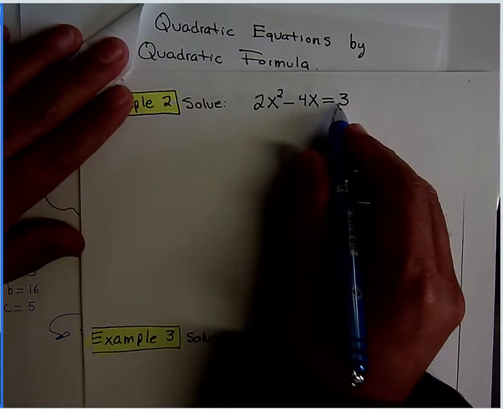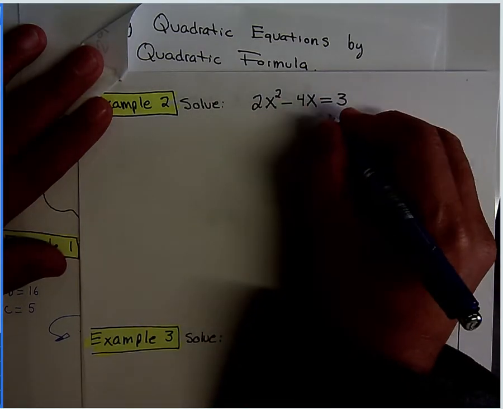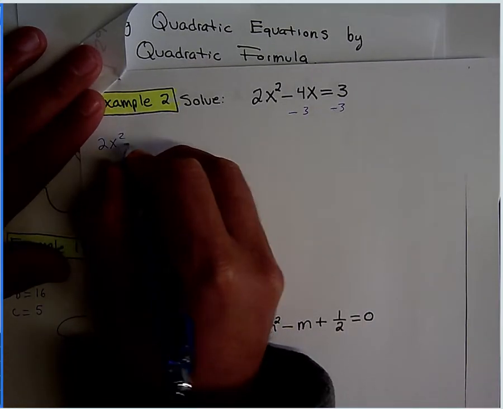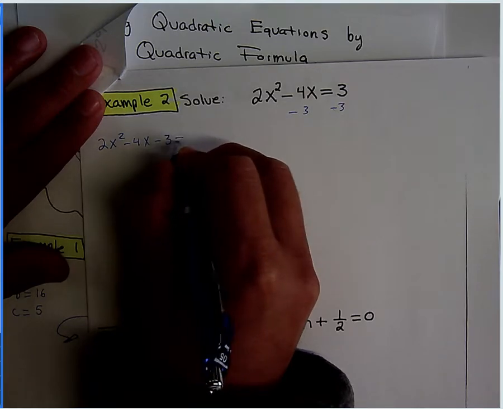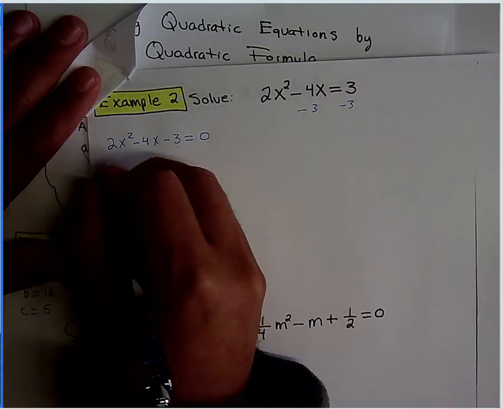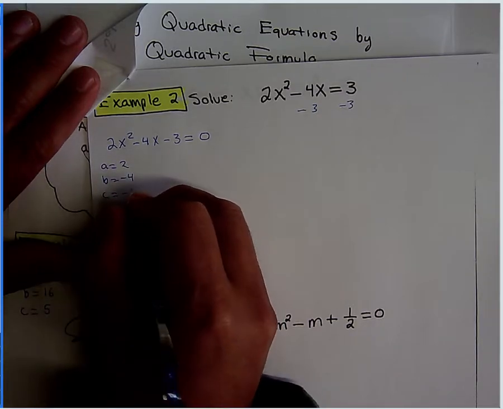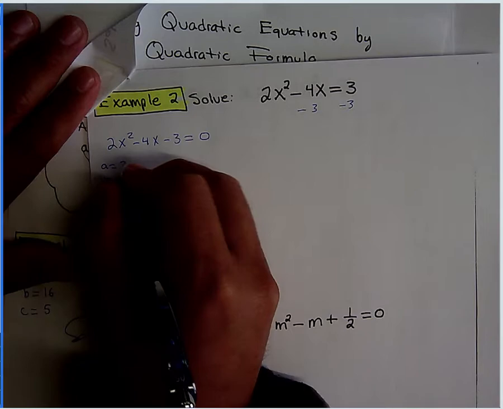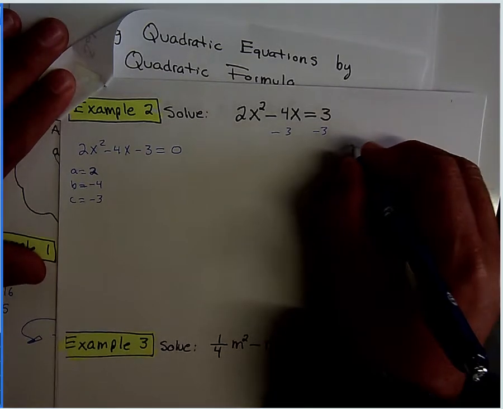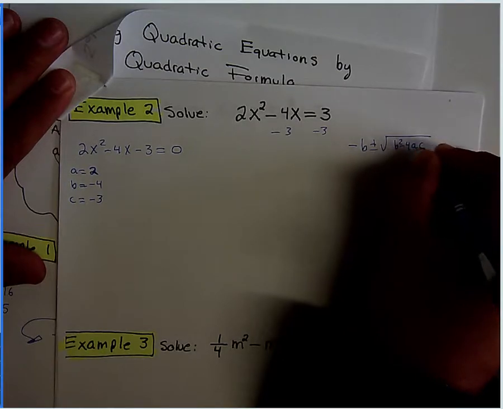So this is a case where, like I said, it needs to be in that form. That one's not in this form. So you need to carry the 3 over to this side, and then write it 2x squared minus 4x minus 3 equals 0. And then identify the a, the b, and the c. So a would be 2, b is negative 4, c equals negative 3. And then substitute into the formula. So the formula is negative b plus minus the square root of b squared minus 4ac, over 2a.